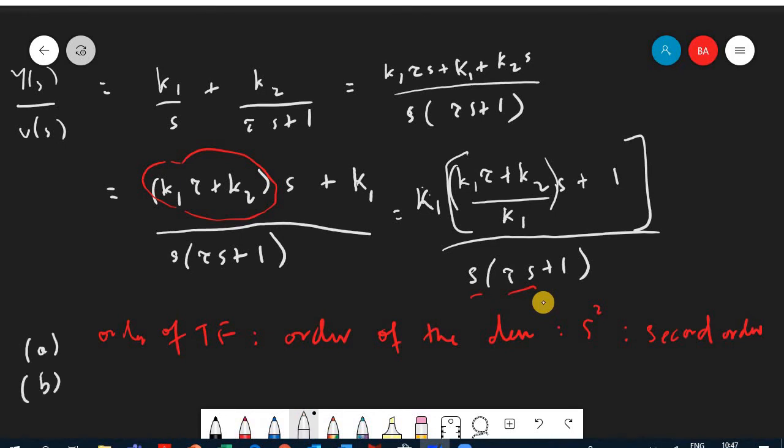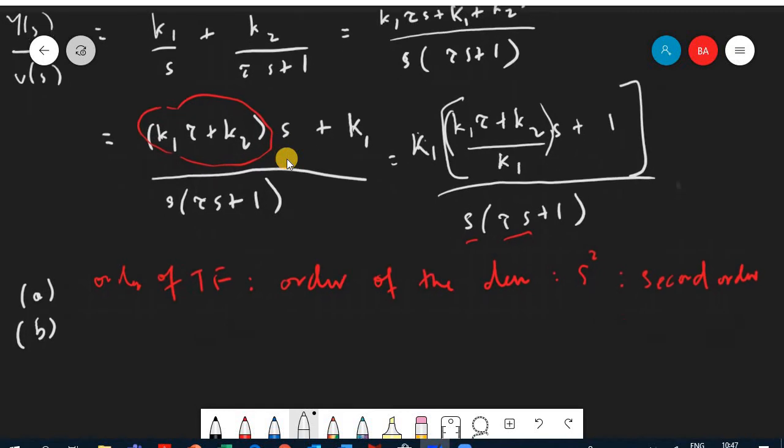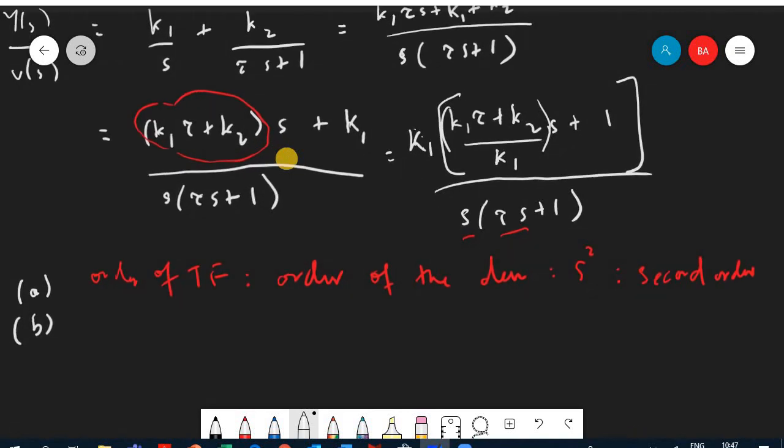Okay, what do you want from part B? What is the gain of G(s)? G(s) is actually very clear. What is the gain? The gain is here, k1 times (tau_a s plus 1), so the gain is k1. That's easy. If k1 is less than 0, it will be negative.